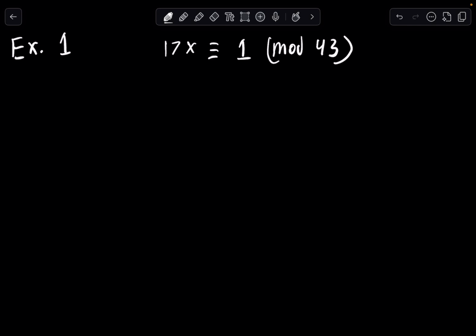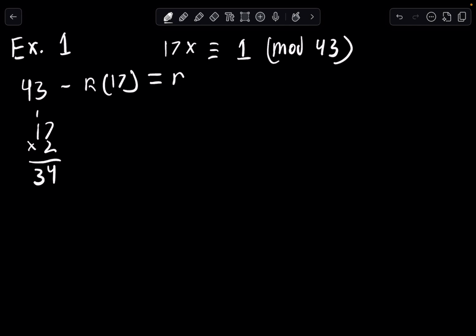As I said in the last slide, we start off with 43 minus some k times 17, and this is going to equal some remainder r. So we need to find what k gets us closest there. If we do this, we get 17, 34. I think that'll probably be the closest we get here. So we're going to put 2 in as k, and that ends up giving us 34. So 43 minus 34 equals 9. So that value equals 9.